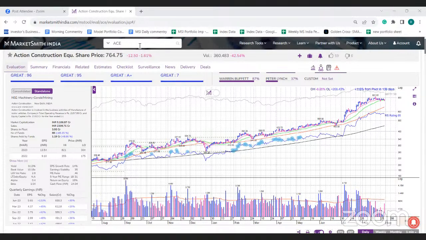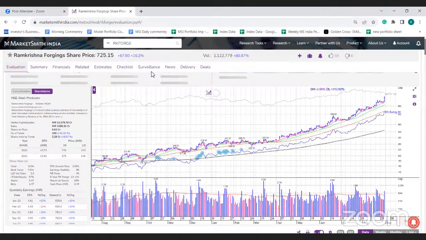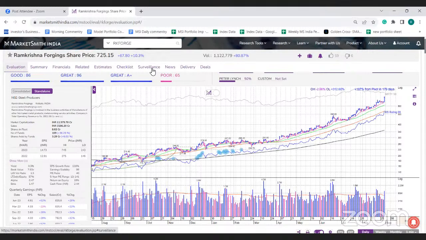I think RK Forging. A very good story and a very good CANSLIM stock, you can say, for Ramkrishna Forgings. The stock has broken out last year around the November-December area, and from there it has been rallying higher and higher, and it is a very good rally as well.